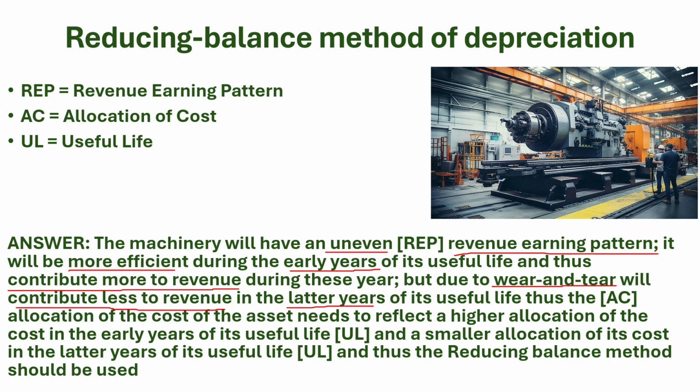So in terms of the allocation of the cost, in terms of our AC part of our acronym, it needs to reflect a higher allocation in those early years and a smaller allocation in the latter years of the useful life. And so therefore, we place emphasis on the fact that this is our justification for using the RB method.